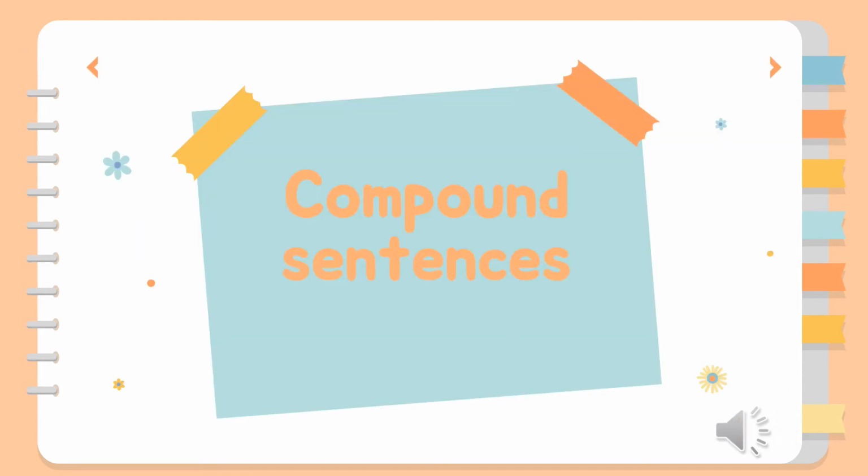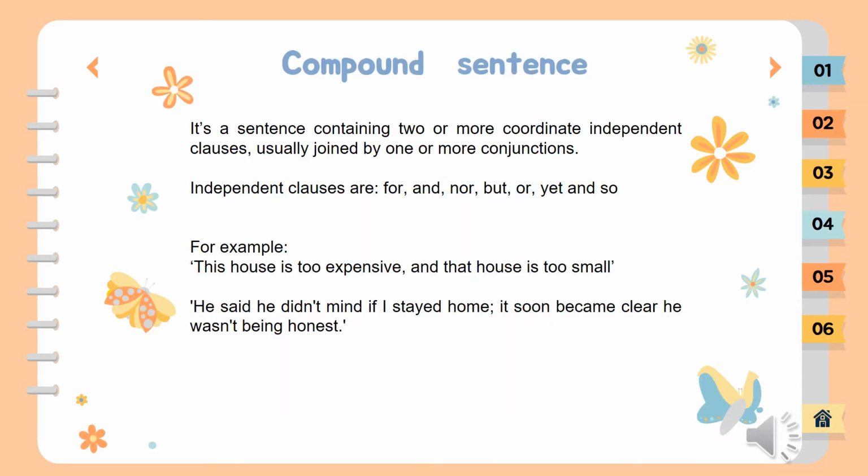Now, I'm going to explain compound sentences. It's a sentence containing two or more coordinate independent clauses, usually joined by one or more conjunctions. The coordinating conjunctions are for, and, nor, but, or, yet, and so.